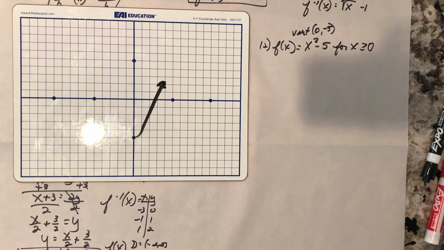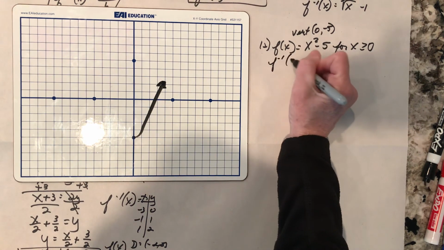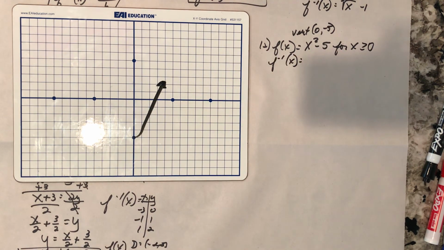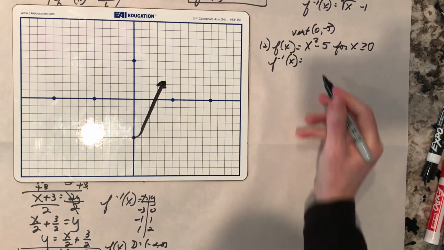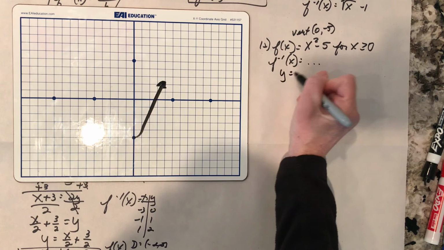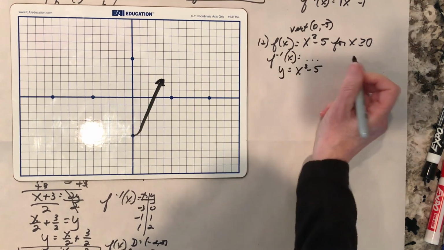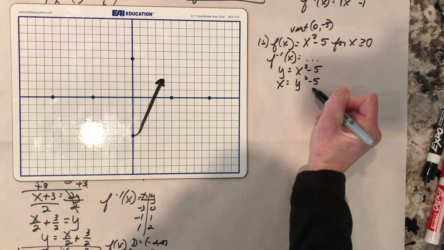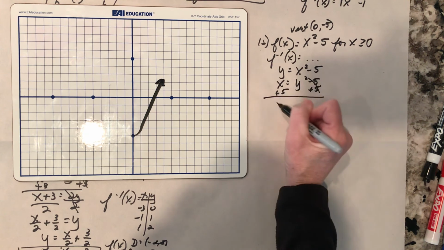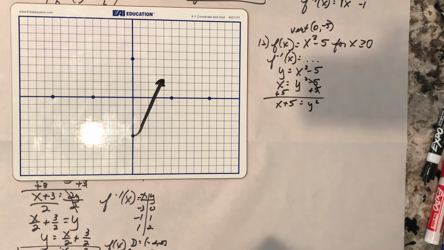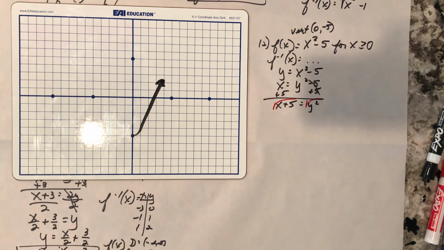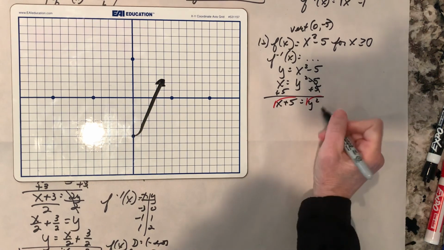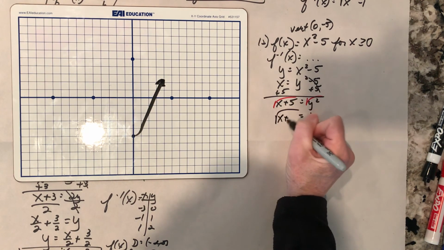Now what we want to do is the inverse of that. So the inverse of this function, let's do that routine. So here's what we're going to do. y equals x squared minus 5. Swap these out. x equals y squared minus 5. Solve for y. And then we're going to have to take the square root of both sides. So y equals the square root of x plus 5.